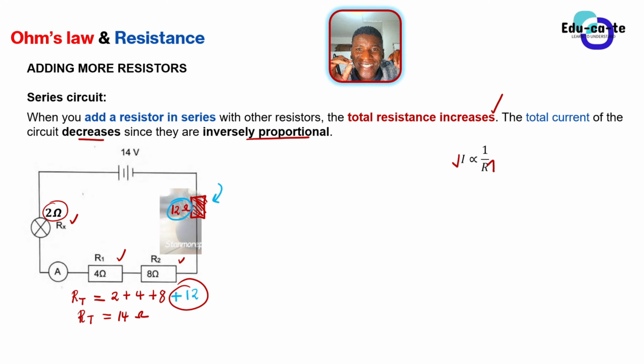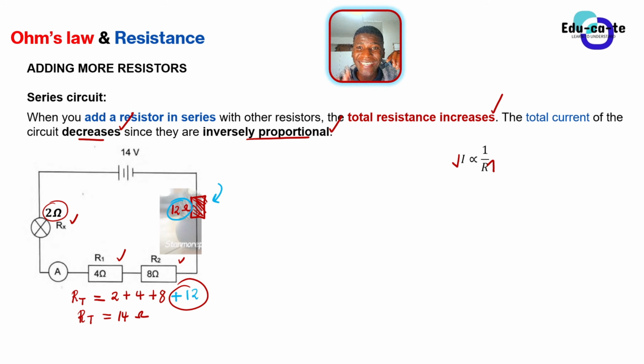It's like you are making the pipe even tighter, so less water will be able to pass. So basically, when you increase the resistance here, what will happen to the current? The current will decrease because they're inversely proportional. It's 3 marks just saying this. So basically, when I add another resistor in series, the total resistance increases, the total current decreases, because they are inversely proportional.